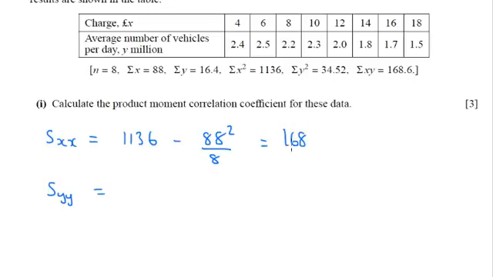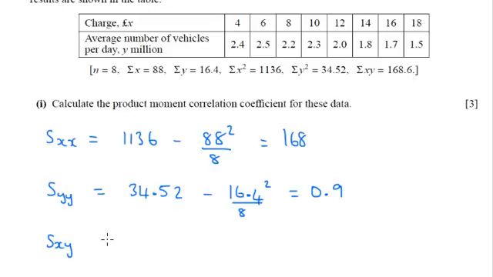Is the same thing but with the y's, so that's going to be the sum of y squared, which is 34.52, minus the sum of y all squared over 8 again, which is 0.9. Another nice number to remember.